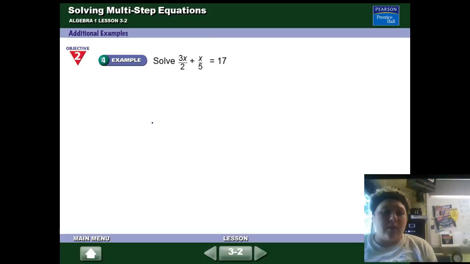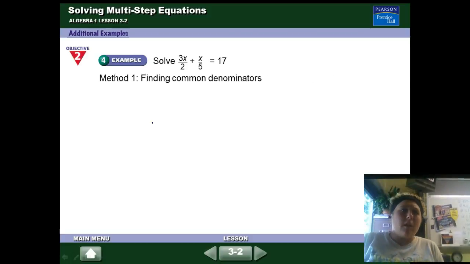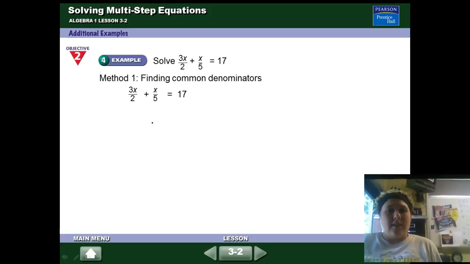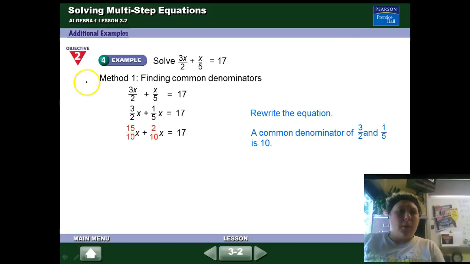In this example, there's a couple different ways to do this. So I'm going to show both of them, and hopefully one of them kind of clicks for you. So the first method is finding common denominators. So we want to combine like terms right away, is what this is having you do. So in order to combine fractions, you got to have that common denominator. So they take, and they are going to multiply both sides to get 10 in the denominator.